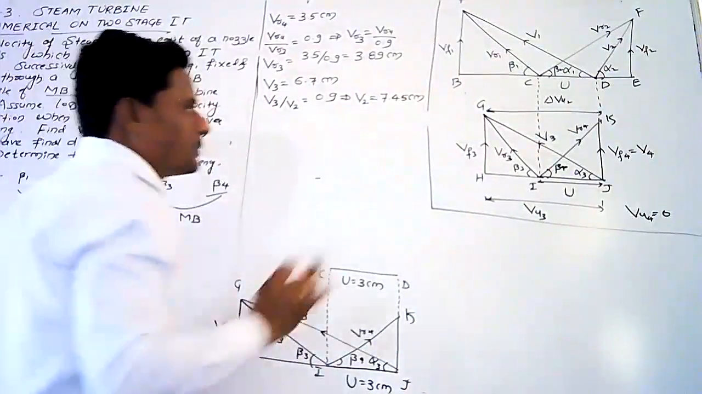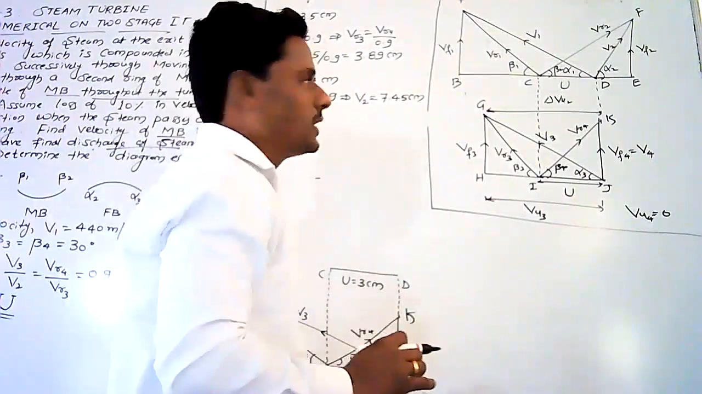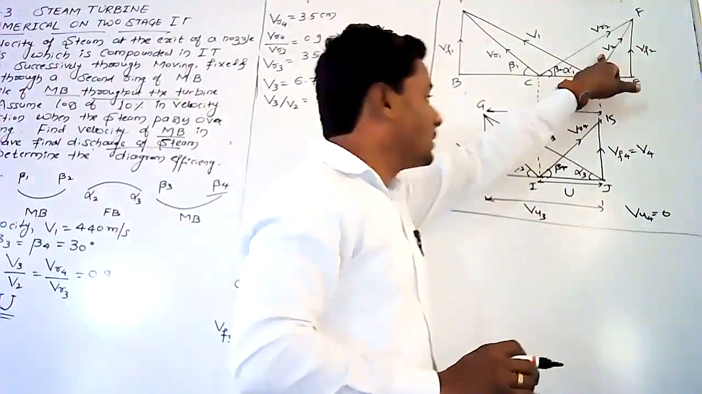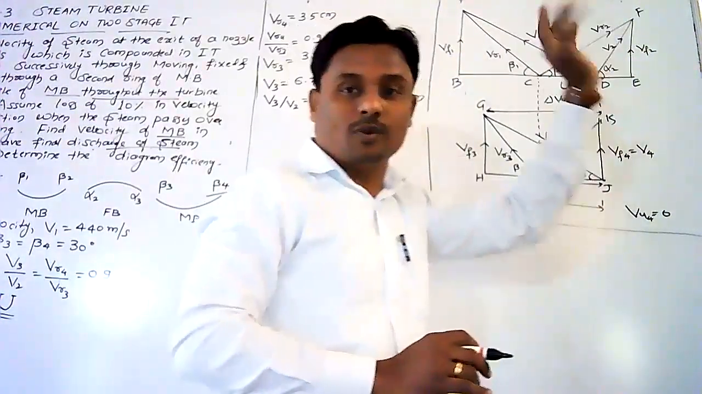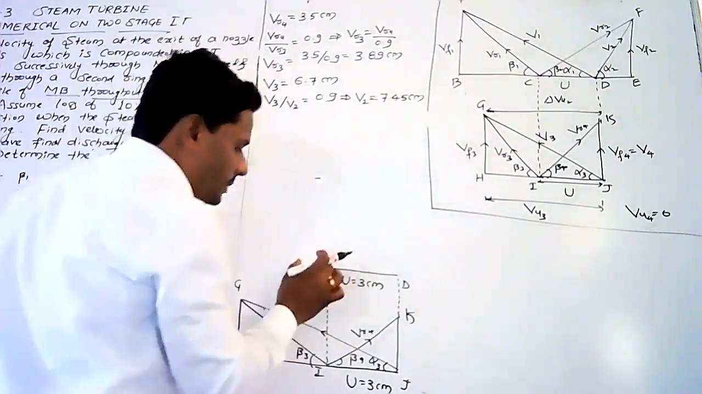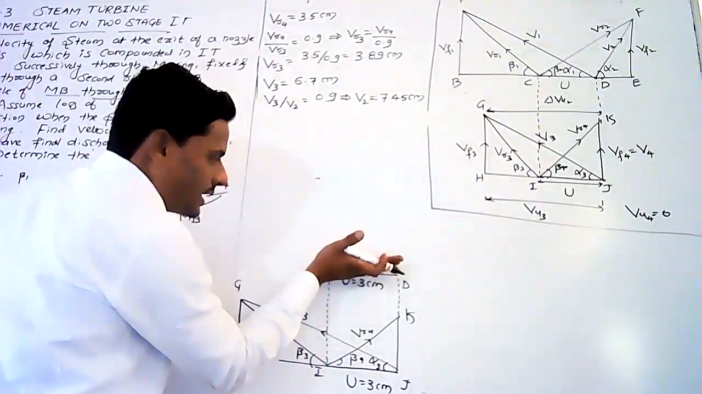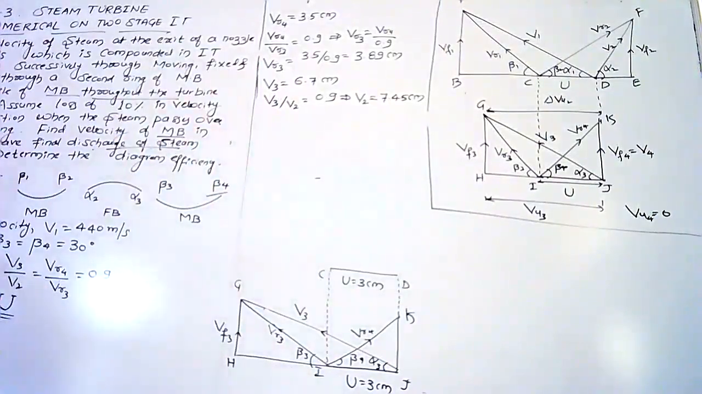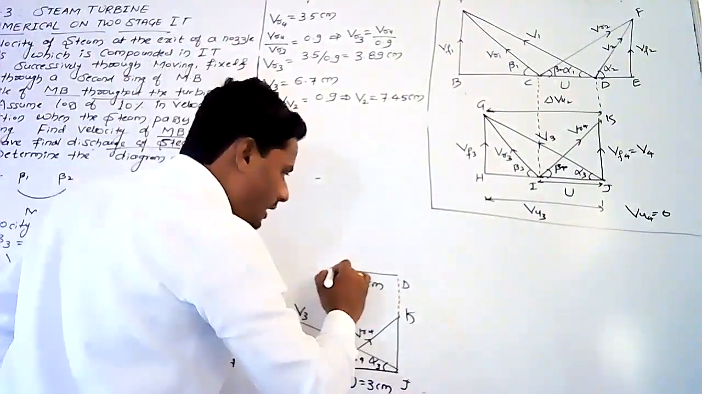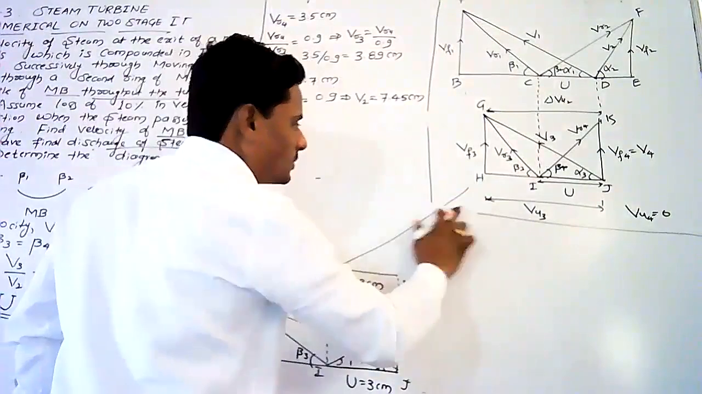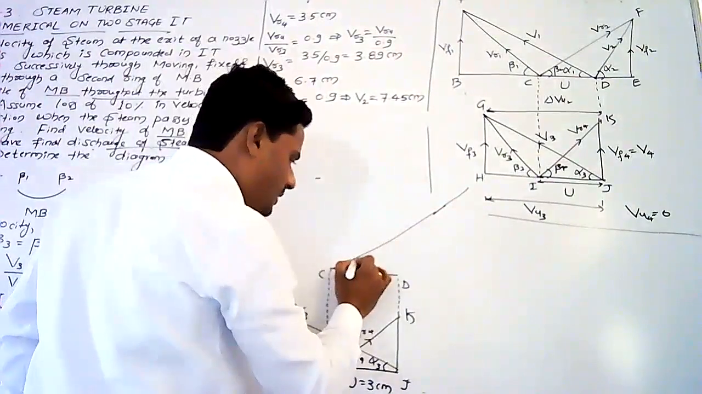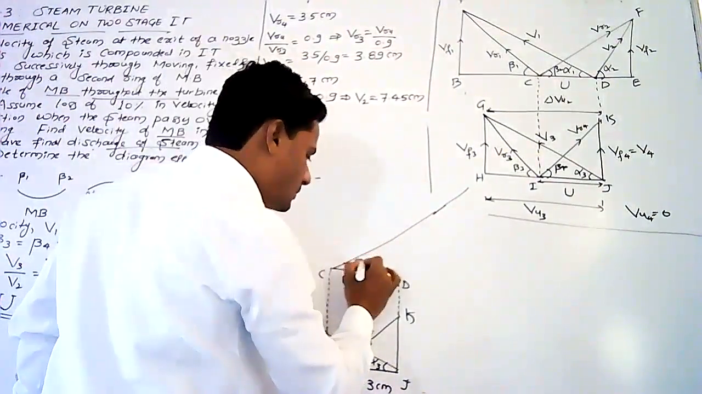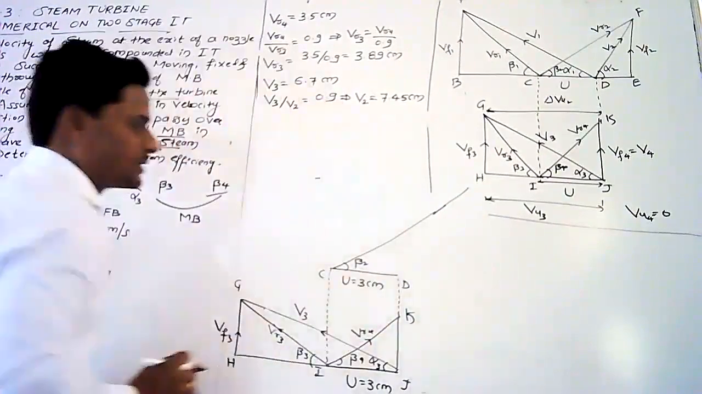Fine. Now you should be very careful here. You have to do the smart work. Here we know the value of V2 in terms of centimeters, 7.45 centimeters, and we know the angle beta 2. First, keep the protractor on point C and measure the angle beta 2 in counterclockwise direction. Beta 2 is already known to you, 30 degrees. So from here, draw a line at 30 degrees. I don't know the length of this line. Just take beta 2 equals 30 degrees.